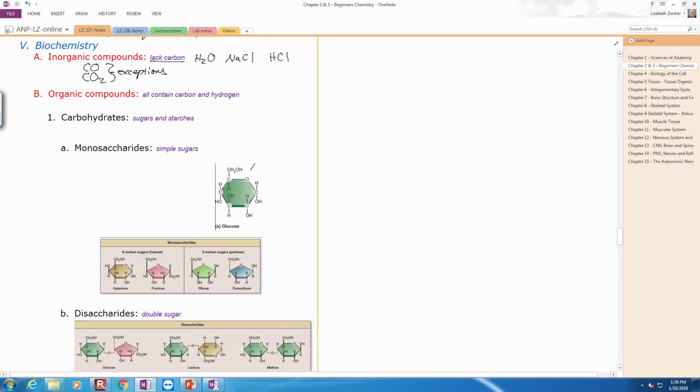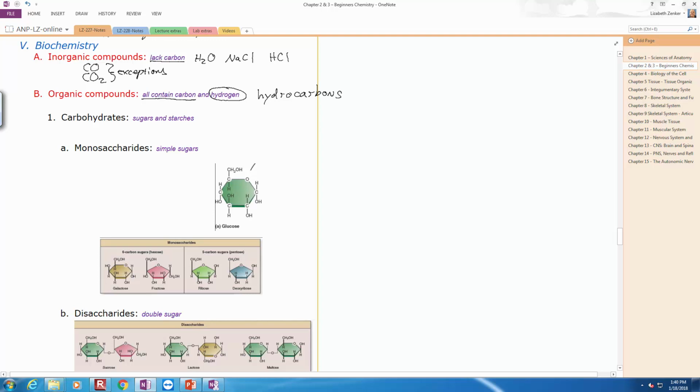So organic compounds contain carbons and hydrogen. That's why CO and CO2 are considered inorganic. They're not a hydrocarbon. They don't have hydrogens and carbons. So that's why CO and CO2 are an exception for an inorganic compound. All the other carbons with hydrogens attached are organic compounds. Another name for this is hydrocarbons.